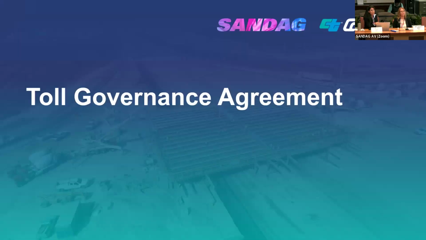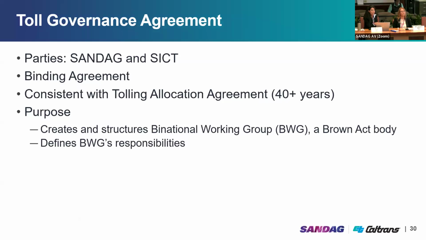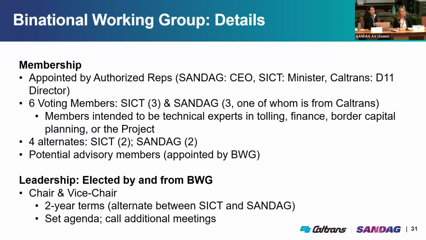The toll governance agreement, which creates that binational working group. These agreements are both binding. They go for 40 plus years. The membership of the binational group. Those members are appointed by the party's authorized representatives. That is what is in the proposed agreement that this group is considering. For SANDAG, that would be the CEO. For SICT, that would be the minister.